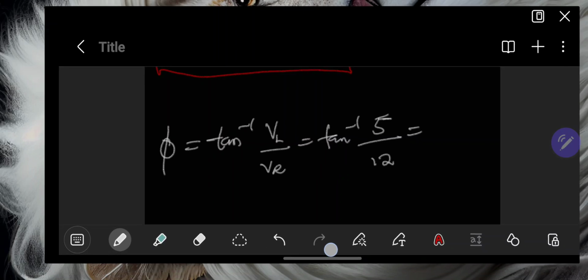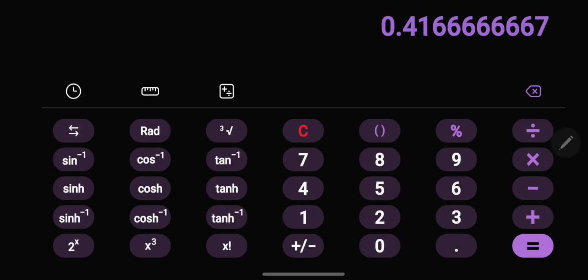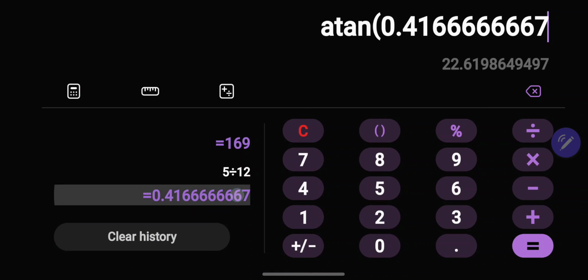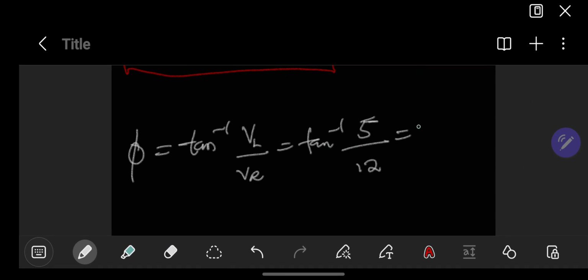Okay, so if we use our calculator with this, we find 5 divided by 12. Then we'll find the inverse. To find the inverse on my calculator, I think it's this second function, then our previous answer. This is equal to 22.62 degrees. If we approximate that, that will be 22.62 degrees. Okay, so we solve question number 6.